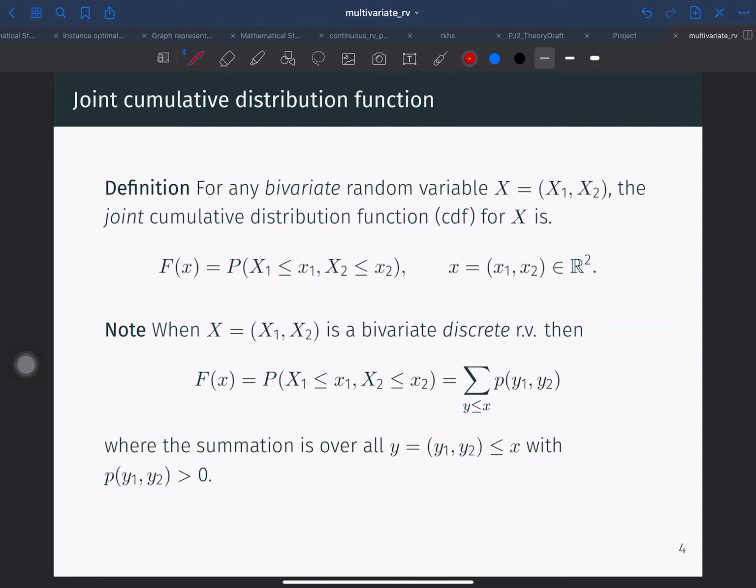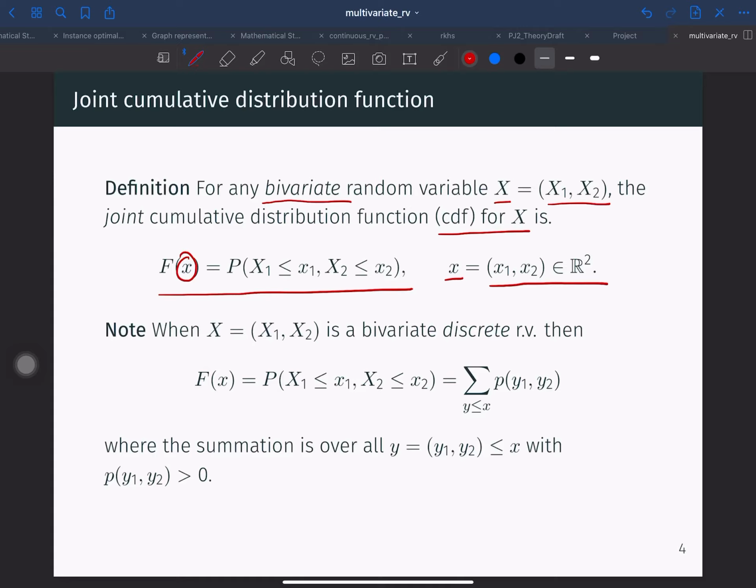So we will now next introduce the notion of the joint cumulative distribution function. For any bivariate random variable X, which is (X1, X2), we can define the joint CDF for X to be simply the probability that X1 is less than or equal to little x1 and X2 is less than or equal to little x2, where now x1 and x2 could be any value in R squared, R times R. So here we use argument x for the short notation, because we don't want to write F of little x1, little x2.